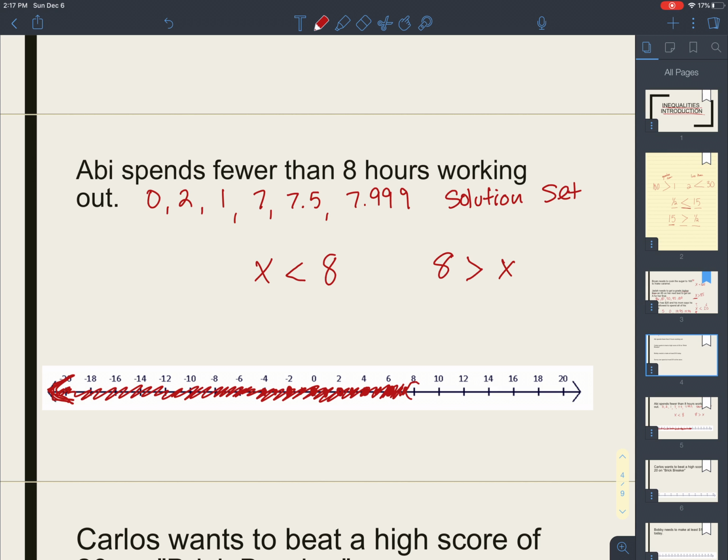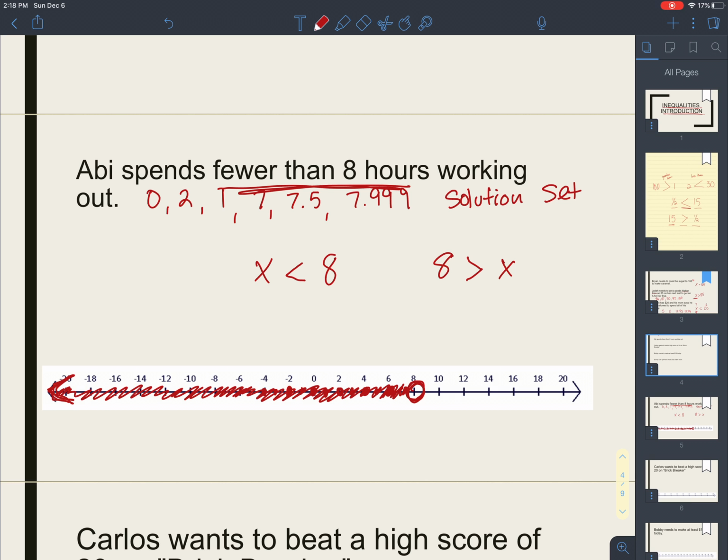Now, we're going to draw a dot where the 8 hours is, but we are not going to include 8 hours. So if we wanted to say that she could work out 8 hours, we would bubble this in. We would shade it in. But 8 will not work because 8 is not fewer than 8. And 8 is not a solution for our situation. If Abby spends 8 hours working out, then it doesn't fit in with our sentence.